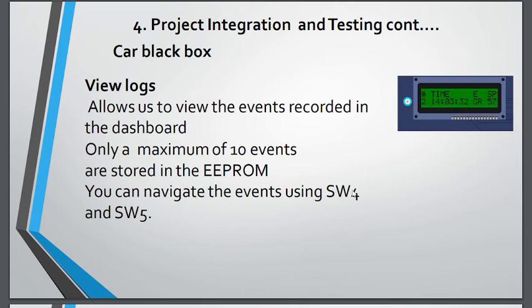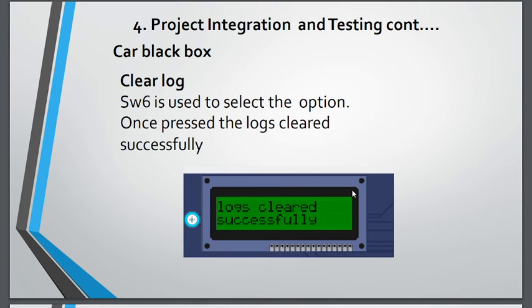The view logs. These allow us to view the events recorded in the dashboard. Only a maximum of 10 events are stored in the EEPROM. You can navigate the events using switch number 4 and switch number 5. The clear log. Switch number 6 is used to select this option. Once pressed, the logs are cleared successfully.